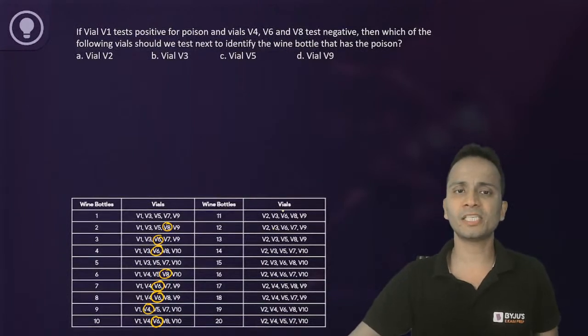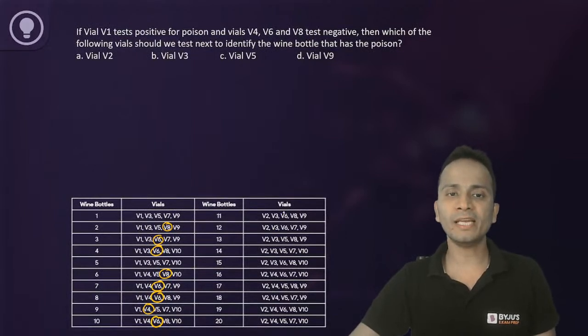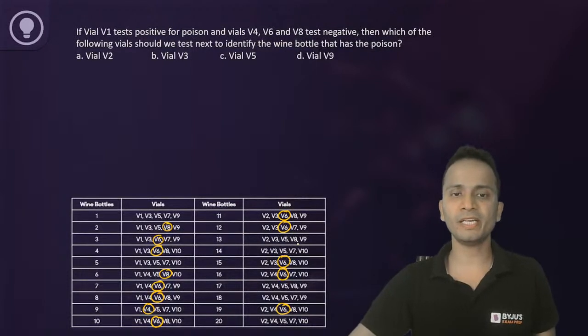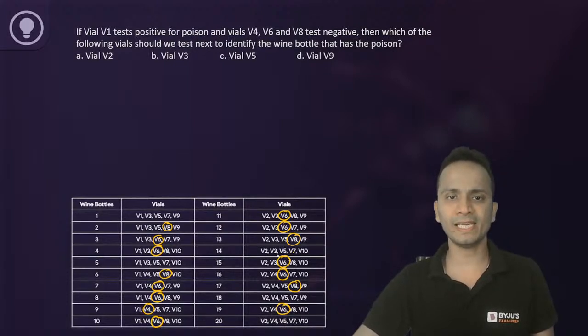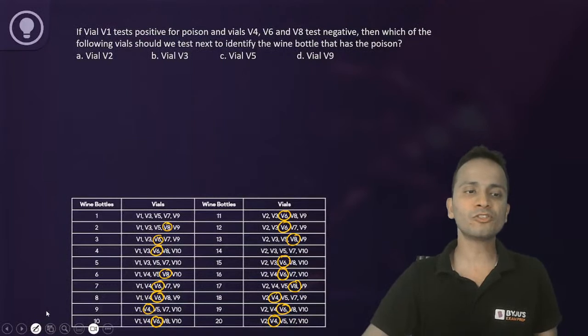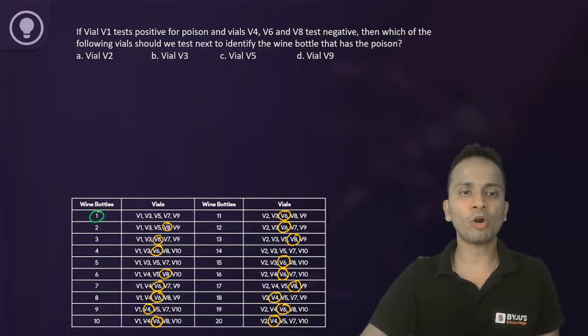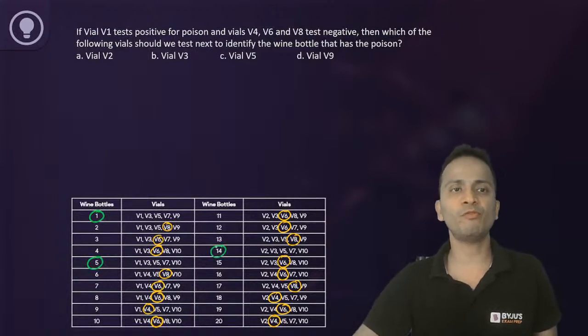Let's look at the next 10 bottles. So 4, 6 and 8. These 5 bottles with 6 are eliminated. Because of 8, this one and this one are eliminated. And because of 4, 6, 8, this one is left. With 4, this one is eliminated, this one is eliminated. So I can see that 3 are left: wine bottle number 1, wine bottle number 5, and wine bottle number 14.